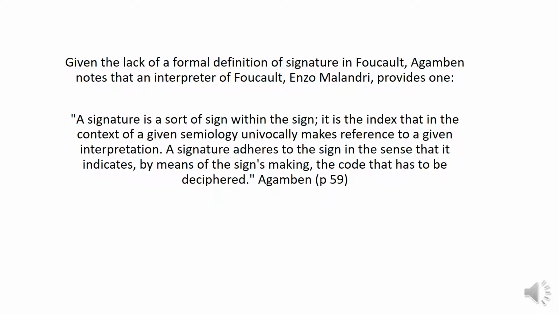A signature adheres to the sign in the sense that it indicates, by means of the sign's making, the code that has to be deciphered. Hence, an important element of signatures, to be added to the second point that I previously made, is that the relationship between the structural and feature aspects of entities is established through resemblance characteristics found in signatures, as well as the process of identifying the features of signatures themselves.